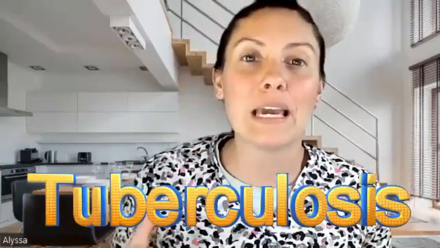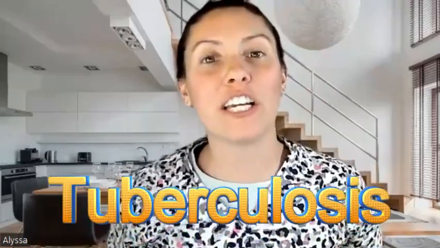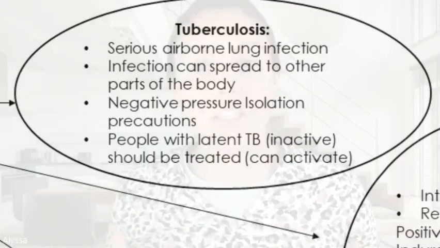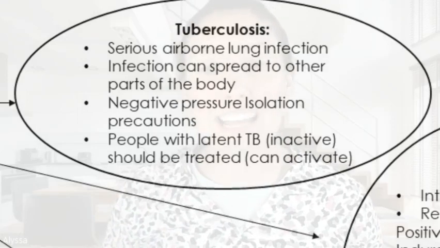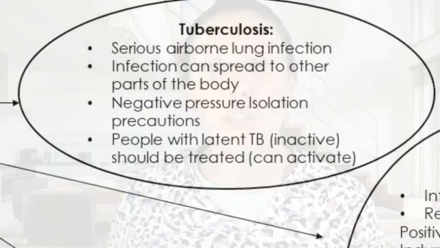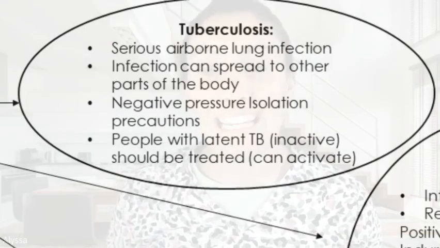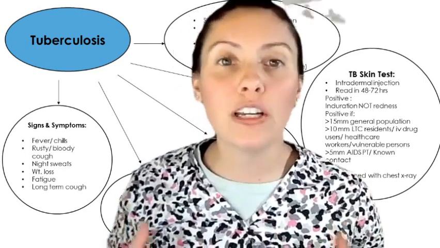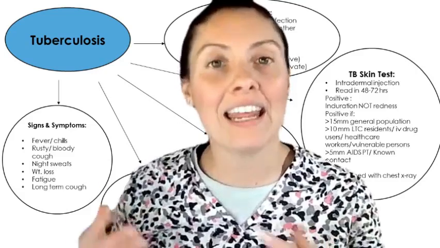Today's 5-minute mind map is going to cover tuberculosis, or TB. So as I was saying earlier, tuberculosis is a serious airborne lung infection. The infection can spread to other parts of the body. Negative pressure isolation precautions are needed when the patient is in hospital. Patients with latent TB, an inactive form of tuberculosis, should still be treated as it can activate.